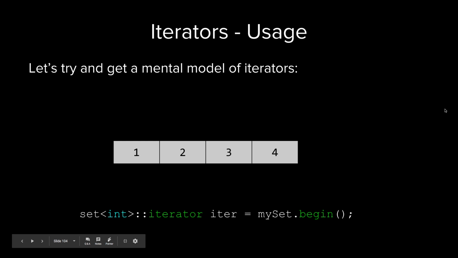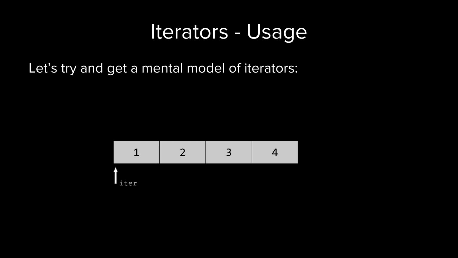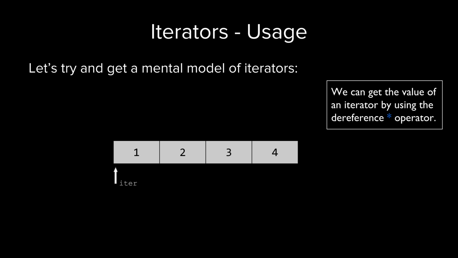So what this looks like is that you have an iterator pointing to your 0th index, your begin. Now, if you want to get what this iterator is referring to, you dereference it with the star operator. So if I want to print the current value of iter, I would do cout << *iter << endl. And that'll print the 1.